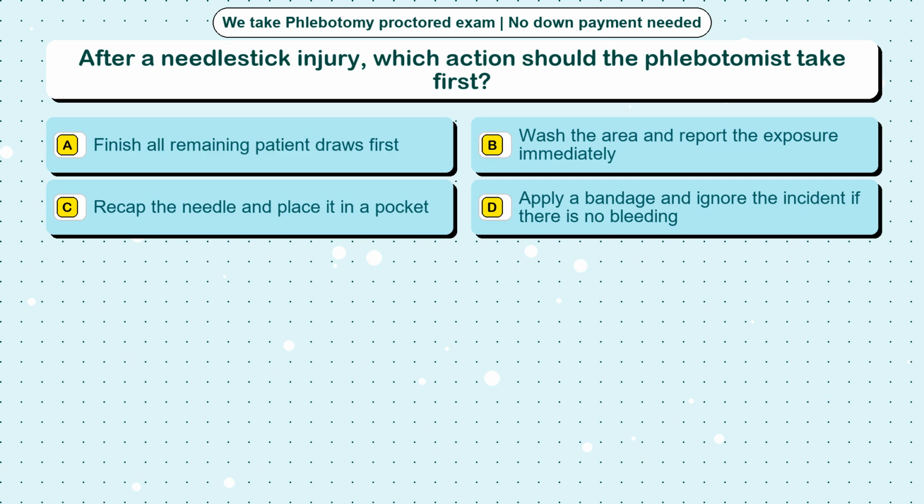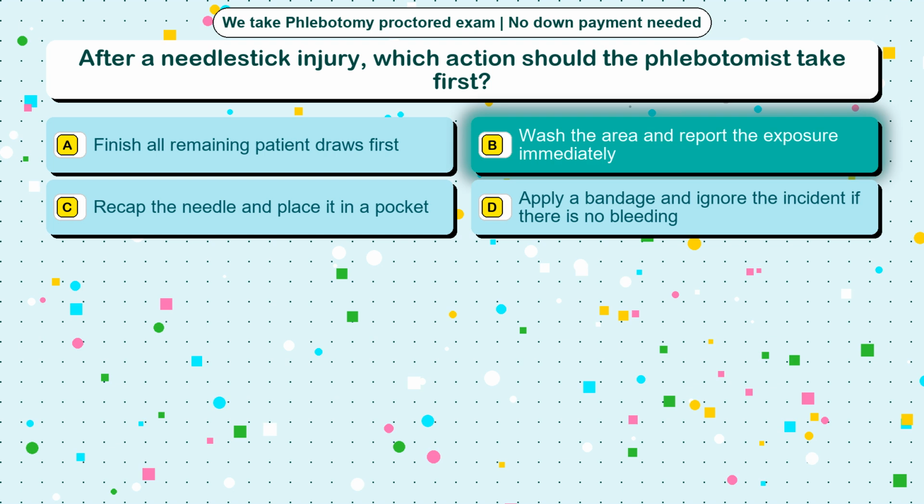Question 83. After a needle stick injury, which action should the phlebotomist take first? Option A, finish all remaining patient draws first. Option B, wash the area and report the exposure immediately. Option C, recap the needle and place it in a pocket. Option D, apply a bandage and ignore the incident if there is no bleeding.